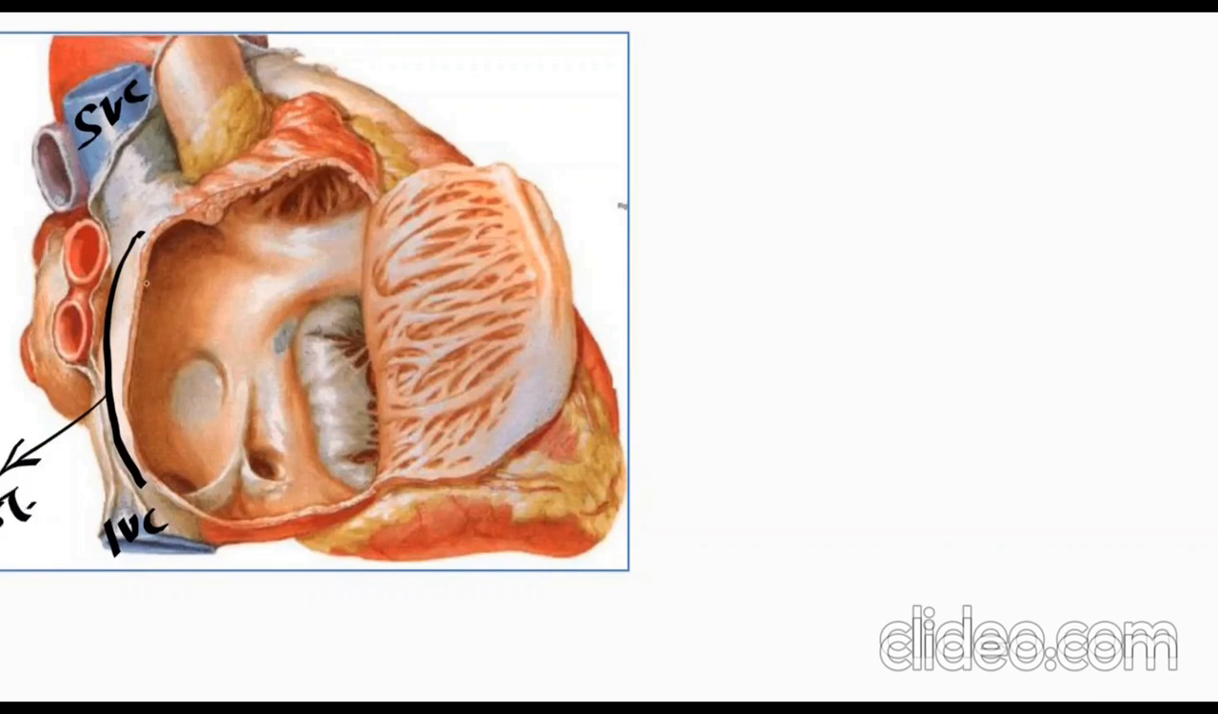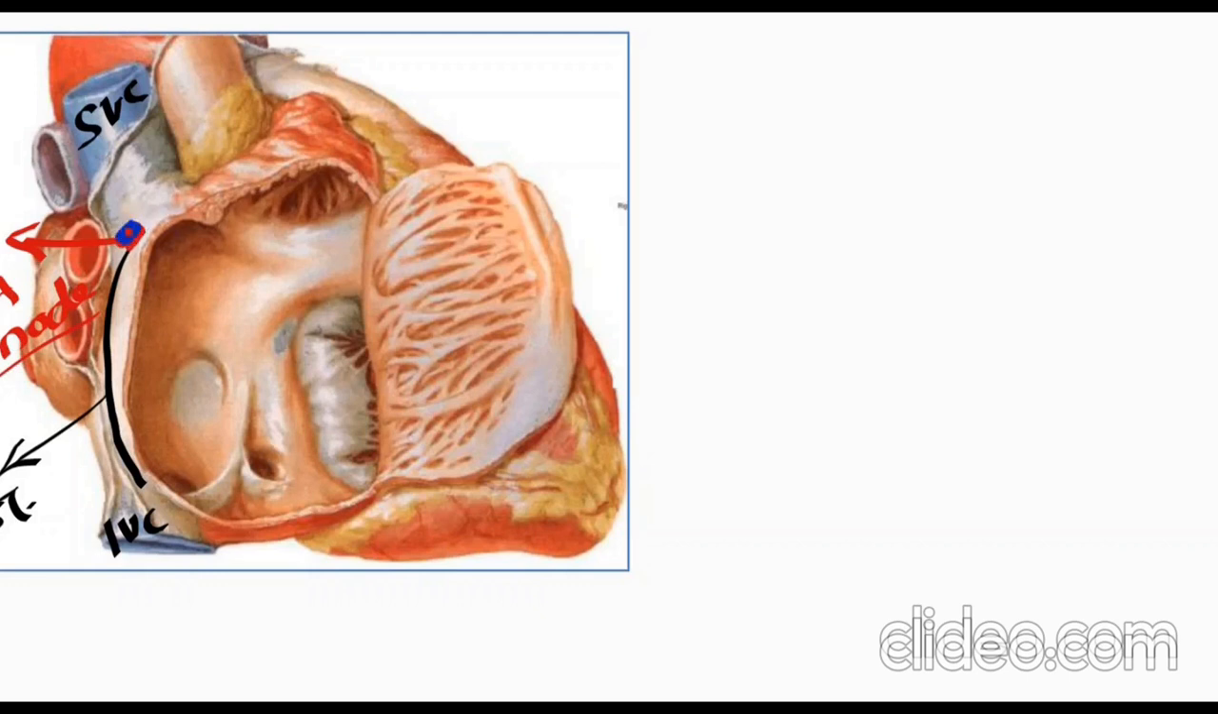Okay, it is produced by the crista terminalis. At the upper part of the sulcus terminalis, or between the sulcus terminalis and the opening of the superior vena cava, there is a structure. That structure is known as the SA node. Remember, the SA node is situated in this area. So here we have the SA node.